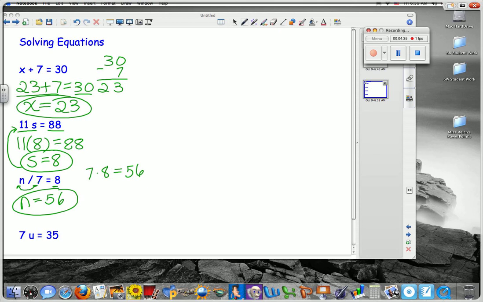And then finally, our last one here, 7u equals 35. What times 7 is going to give you 35? Well, again, knowing your math facts, 7 times 5 equals 35. So therefore, u is equal to 5. And plug it back in. Is 7 times 5 35? It certainly is, so that is correct.